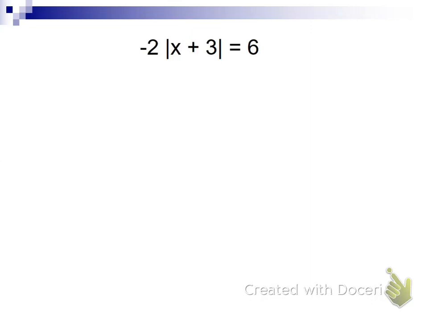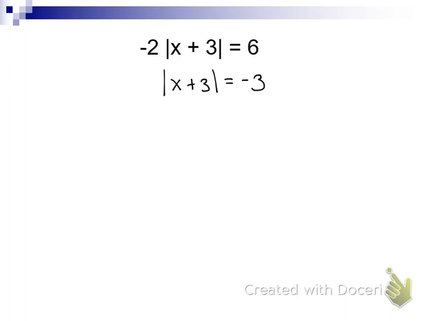So before we can write it in two different equations, we need to get the absolute value isolated. So Charlie, what would be my first step here? You want to make two equations, so you do... No, before I do that, what do I need to do? Divide both sides by that -2. So now I have the absolute value of x plus 3 is equal to -3.